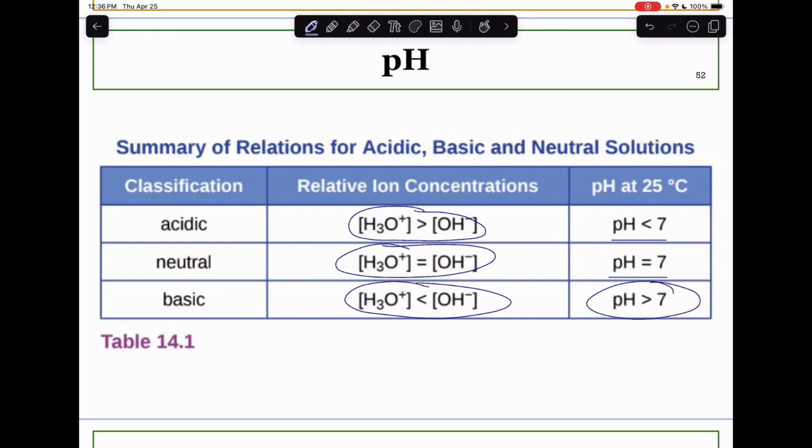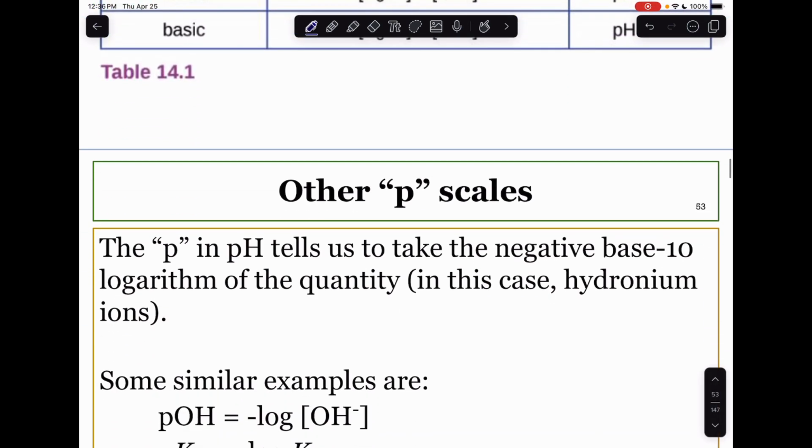This right here where it says the pH at 25 degrees Celsius, that is only because the Kw changes at different temperatures, but in this class we are only going to look at problems that are at 25 degrees Celsius, so you don't need to concern yourself about changing the temperature or changing the Kw value.